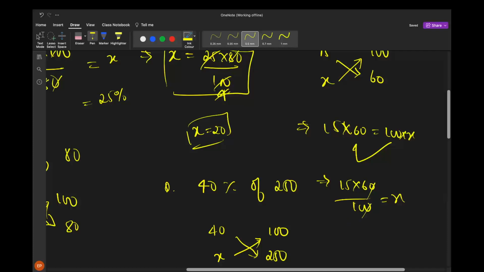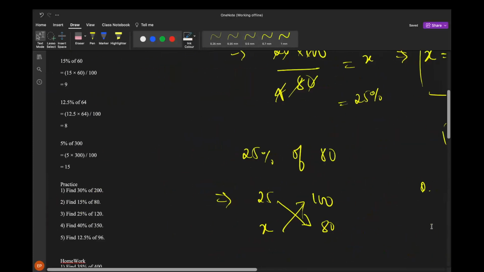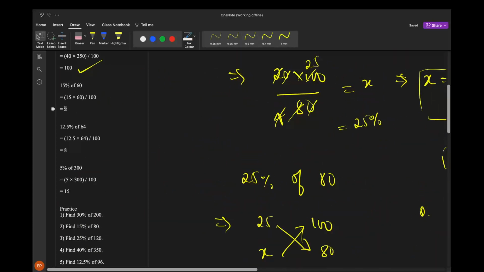The 0s cancel. So 15 sixes are 90, divided by 10, which gives us 9. So the x value is 9. Here you can see x is 9. That's it.